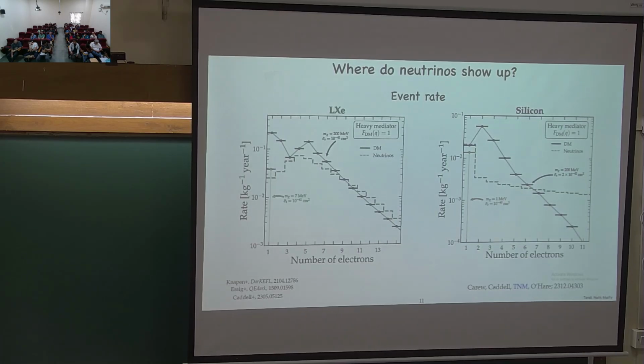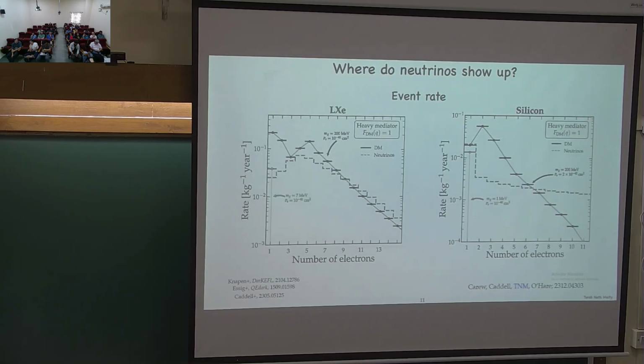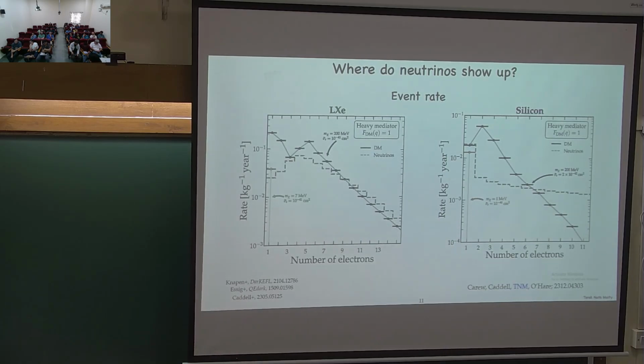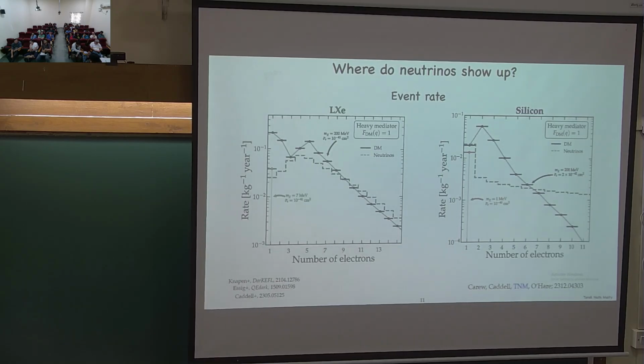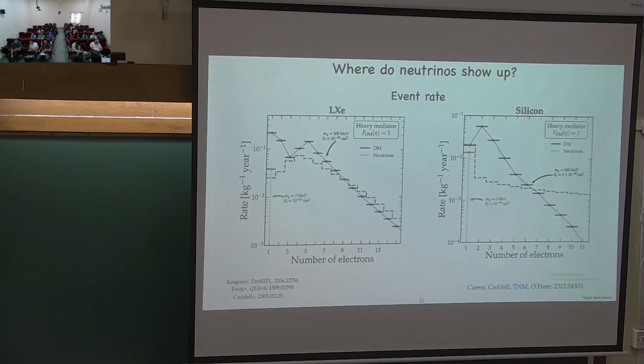The dark matter and neutrinos have similar number of electronic shape, but the rate shape for the silicon case or the semiconductor case is different, right? So it depends on various different things. One of the important things over here is that for xenon the ionization energy is 10 eV, and for semiconductor the band gap is around 1 eV or so. That's one thing which is different.